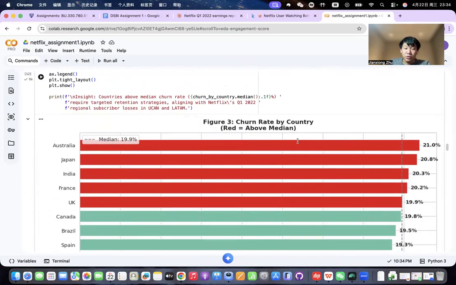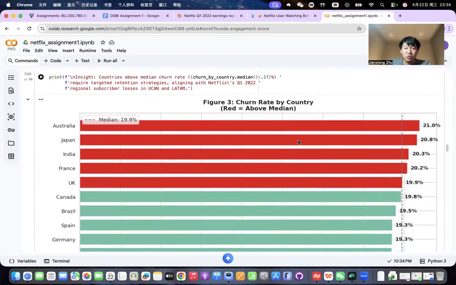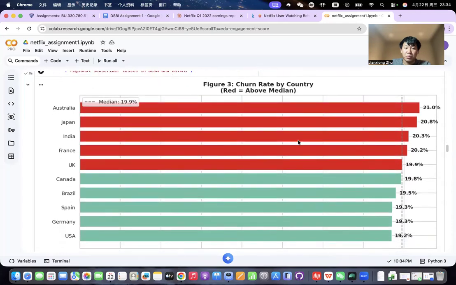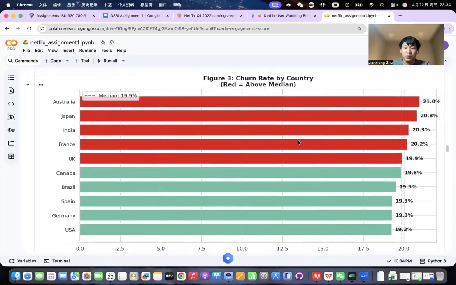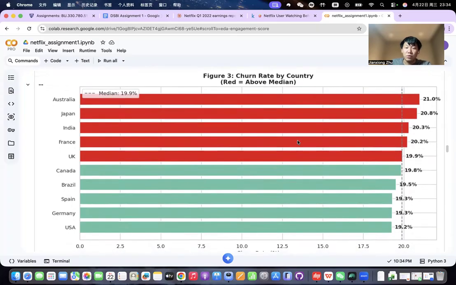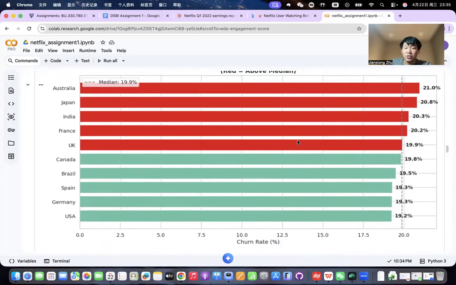Figure 3 is the regional churn. It shows churn by country. Australia topped the list at 21%, followed by Japan at 20.8, India at 20.3, and France at 20.2. The USA has the lowest churn rate at 19.2. Notably, Australia and Japan are Asia Pacific markets, a region that was growing in Q1 2022, showing that even growing regions have meaningful churn risk that cannot be overlooked.